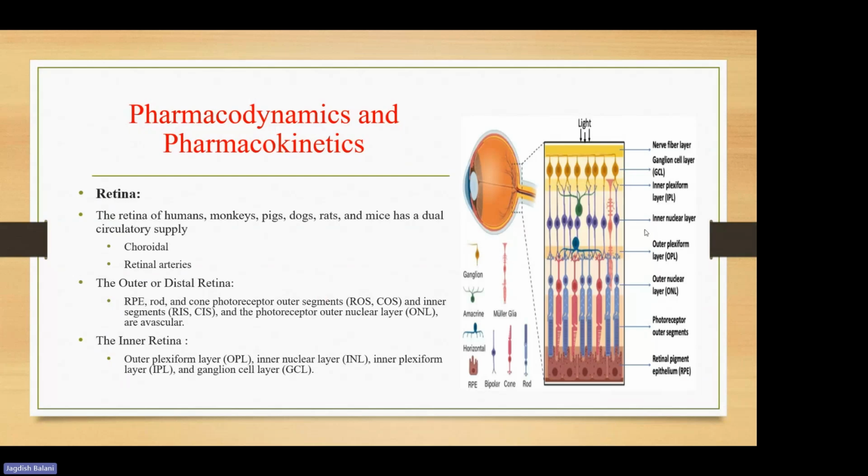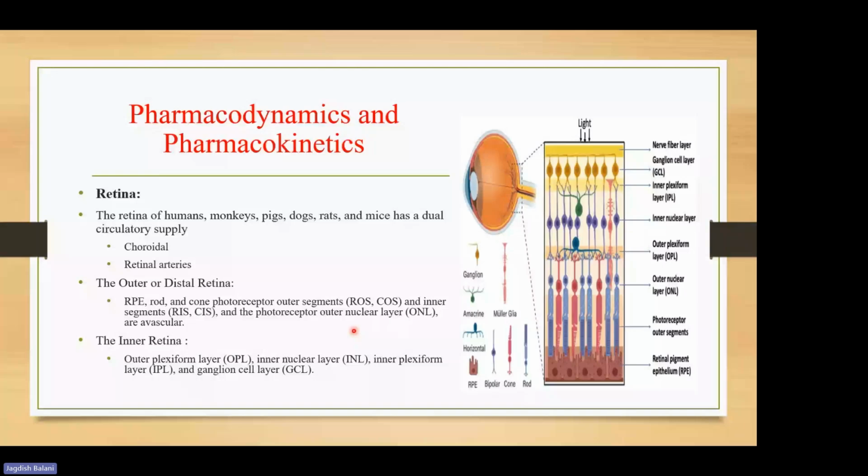The retina of humans, monkeys, pigs, dogs, rats, and mice has a dual circulatory supply. It is highly vascular, I would say the highly blood-supplied part of the eye, but it is also divided into two parts. The outer retina, which is the avascular part, includes the retinal pigment epithelium, rods, cones, and photoreceptors. These are the less supplied parts of the retina, whereas the inner retina, that is the outer plexiform layer, inner nuclear layer, inner plexiform layer, and ganglion cells, have a higher blood supply.